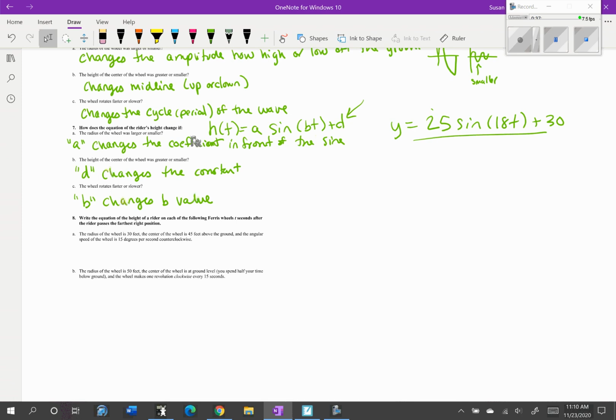So the next one, question 8, says, write the equation of the height of the rider for each of the following Ferris wheel t seconds after the rider passes the furthest position. So why don't you guys do these on your own? And then you can check your work using the key. And that's it.